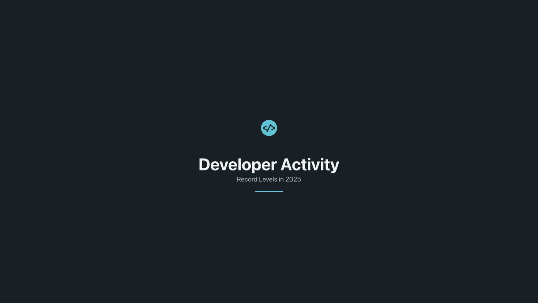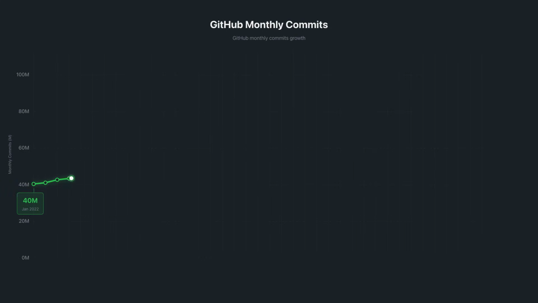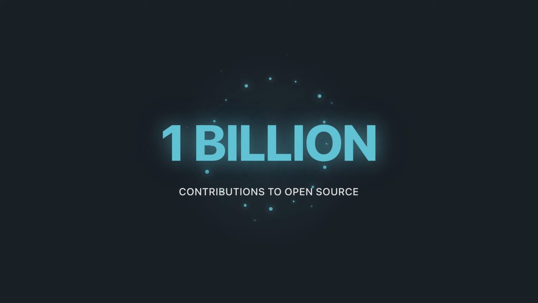Momentum accelerated in early 2025 and continued strong throughout the year. Developers created more than 230 new repositories every minute, merged over 43 million pull requests each month, and pushed nearly 1 billion commits in 2025, including a record-breaking 100 million in August alone. To put that in perspective, in early 2022, monthly commits were around 40 million. This year, they hit 100 million, a 2.5 times increase in just 3 years. Overall, contributions to public and open source projects exceeded 1 billion, a new GitHub milestone.